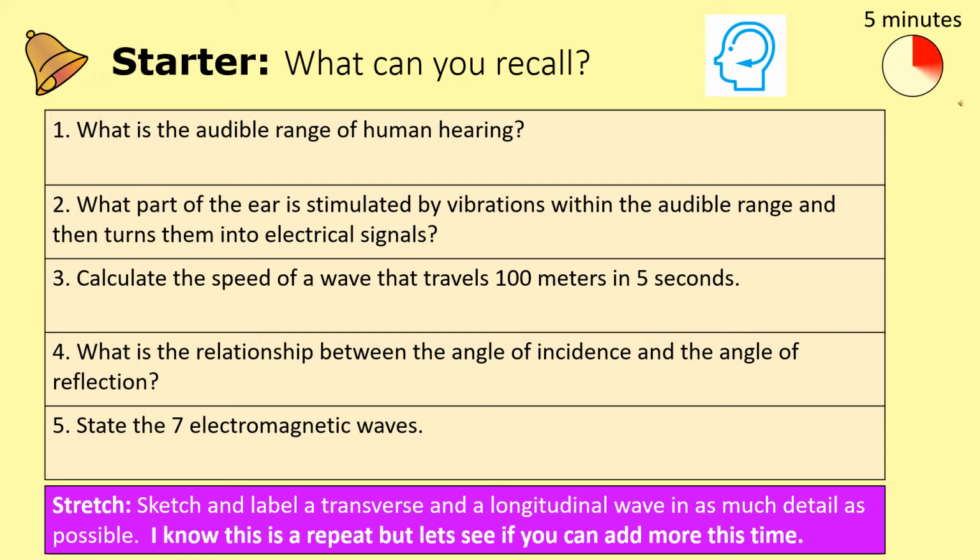Okay, there's about 3 minutes left. I thought I'd give you a couple of clues for the number 2. So number 2, the part of the ear that is stimulated by vibrations within the audible range, that piece of the ear begins with C. Okay, so that might help you. For number 3, the equation that you're going to need is speed equals distance divided by time. And that's as much as I'm going to give you for the moment.